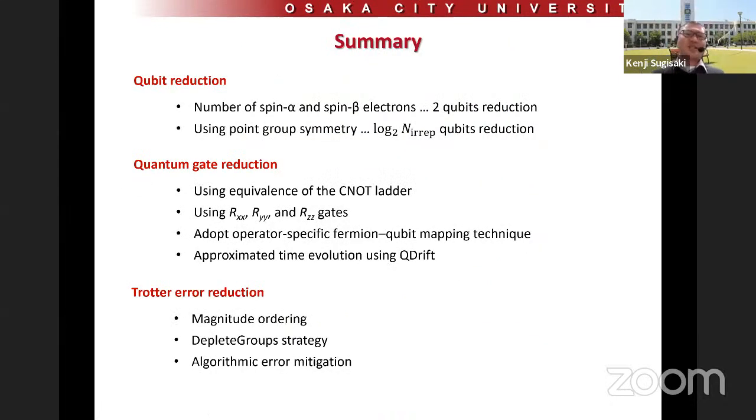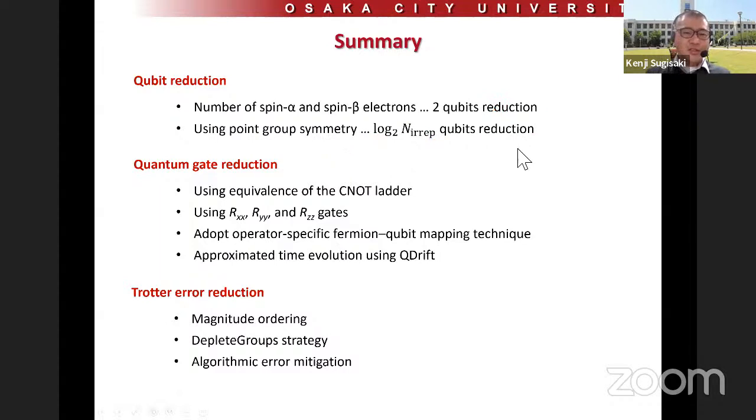So let me summarize today's talk. We discussed three types of error and regression techniques. For the qubit regression, we can reduce two qubits by using the conservation of the spin alpha and spin beta electron numbers. And also, we can use the point group symmetry. We can reduce another qubit.